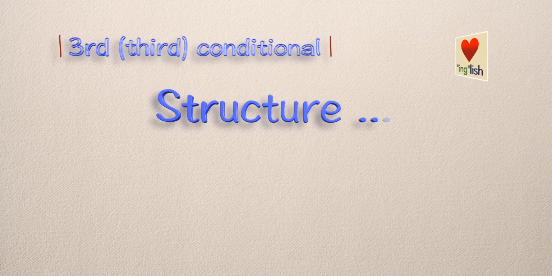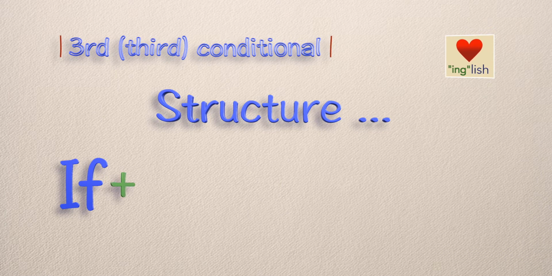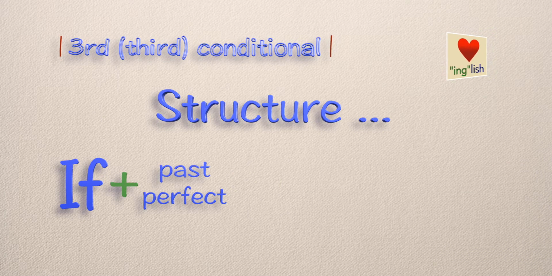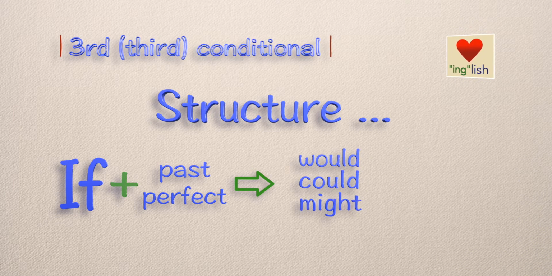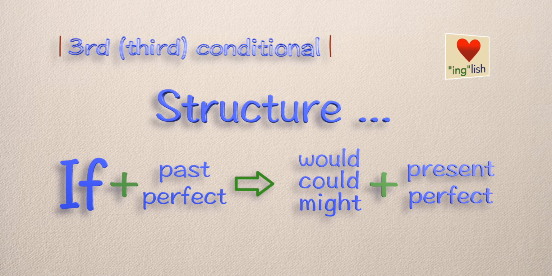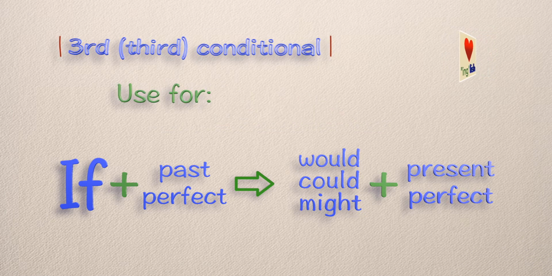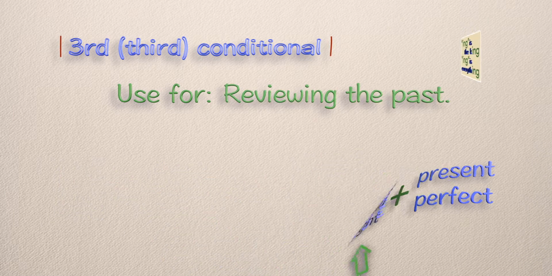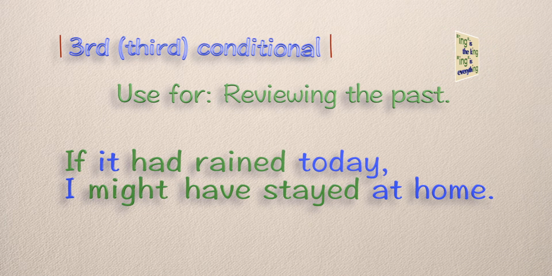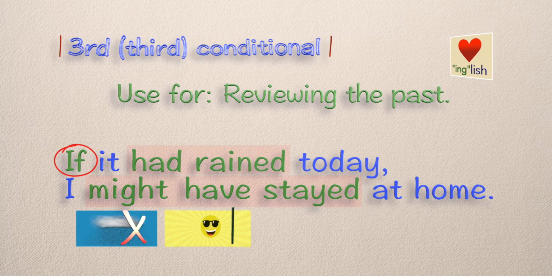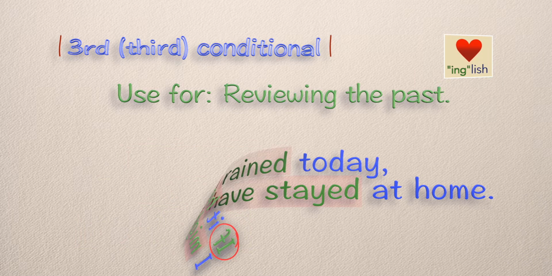First, the structure. We have if plus the past perfect in our if clause. And over on the result side, we have would or could or might plus the present perfect. Use this conditional for reviewing the past. For example, if it had rained today, I would, or I could, or I might have stayed at home. But hey, the sun shone all day and it didn't rain.